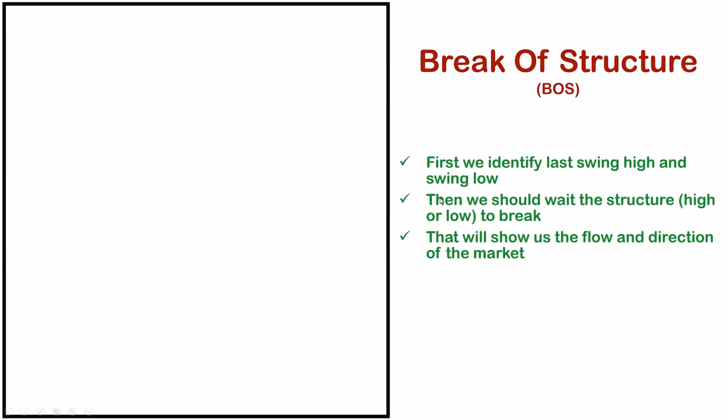Now let's talk about break of structure. First we identify our last swing high and swing low, as I said. Then we should wait for the structure to break the high or the low. We can see that the high broke, and that will show us the order flow or direction of the current movement of the market. So we try to catch a higher low, for example, in these conditions.